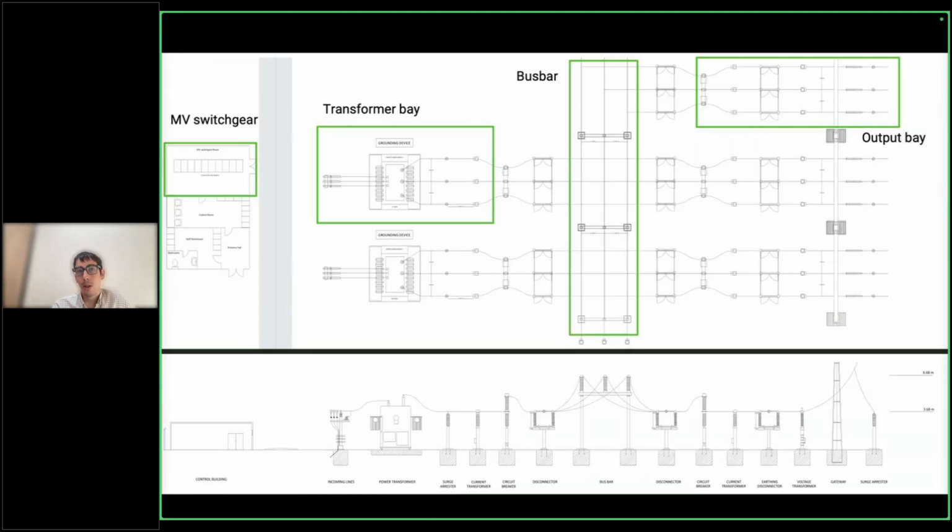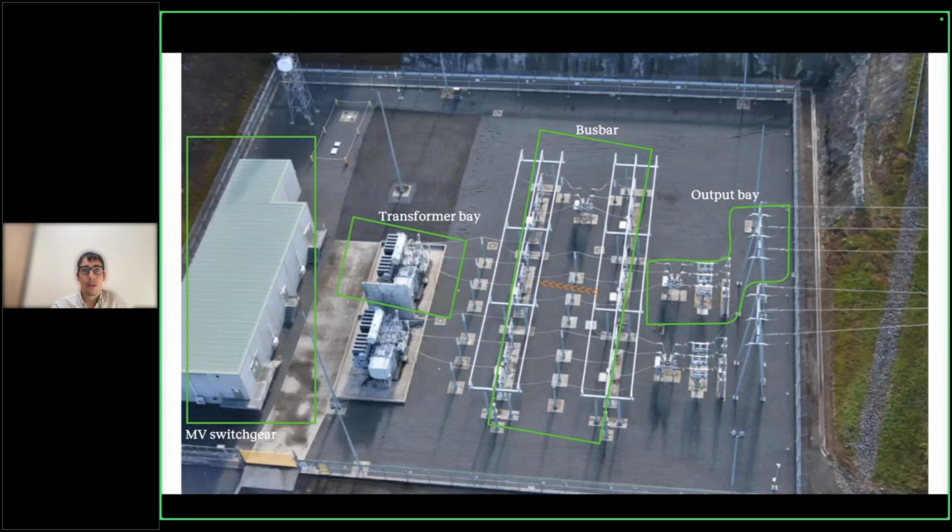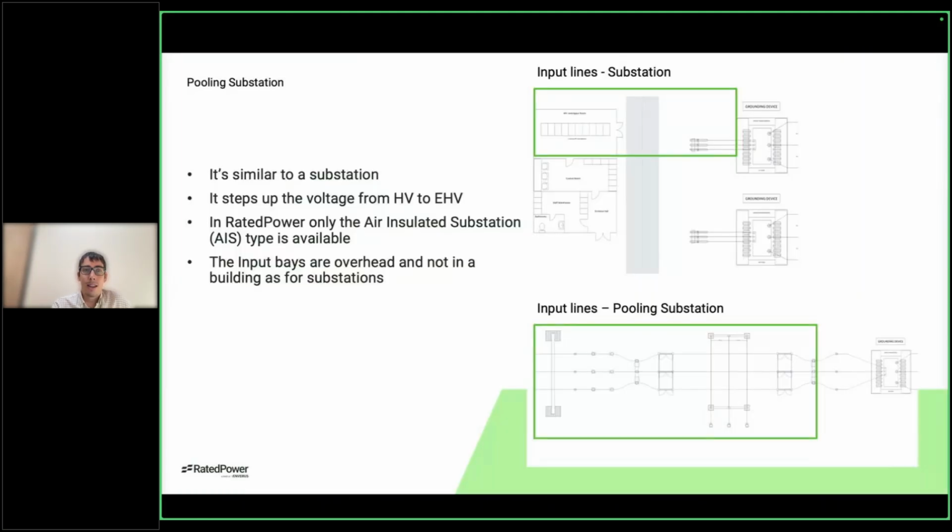This is also an image of the layout that we provide for the substation with some of its elements. For example, the MV switchgear, the transformer bay, the bus bars, and the output bays. All of these will be elements that we will size either automatically or manually, and the idea of today is to learn how to do so. Similar picture, but in reality, right? Here we see these elements in a substation. And now let's find out how we design them in RatedPower.